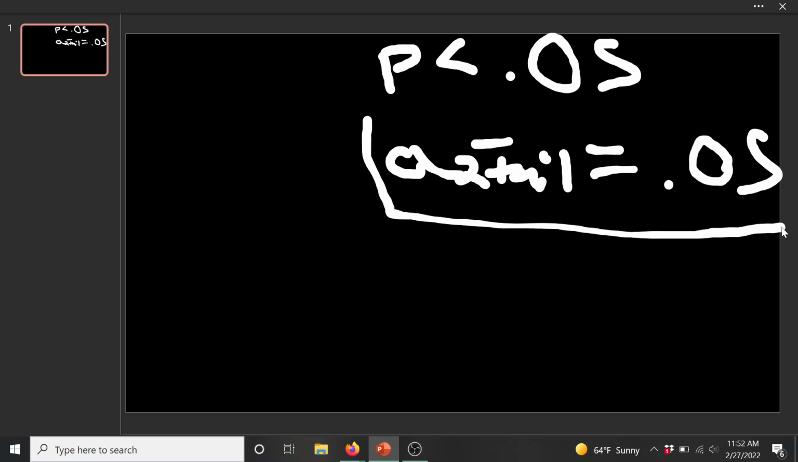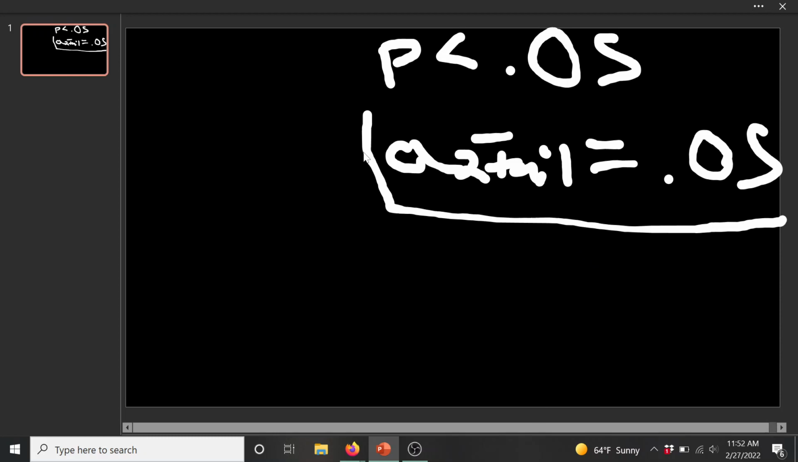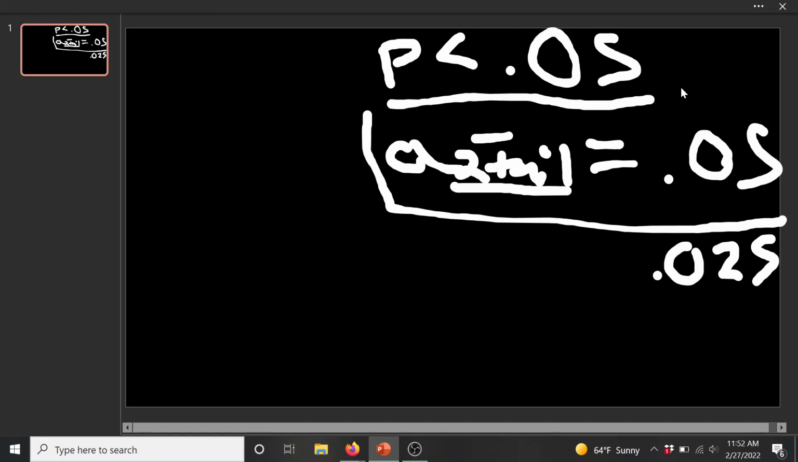Do we have to split this? Is marking that it's a two-tailed test telling us that really what we need to do is think about it as 0.025? That was the question. And so would this be significant or not?